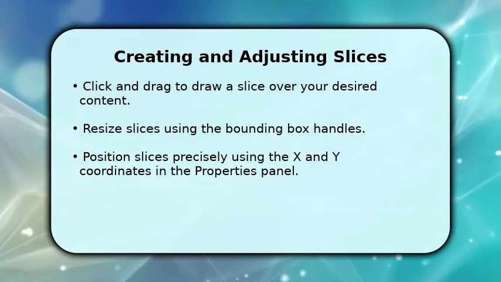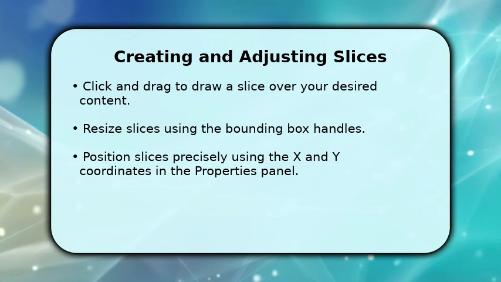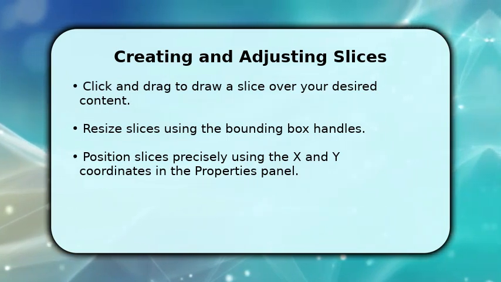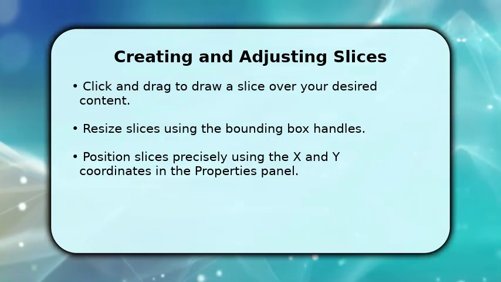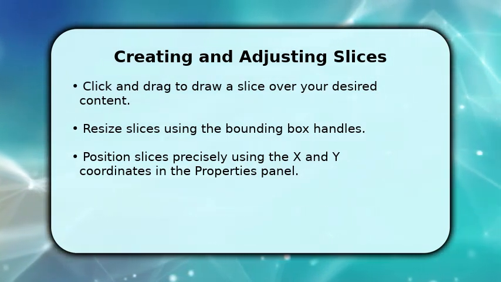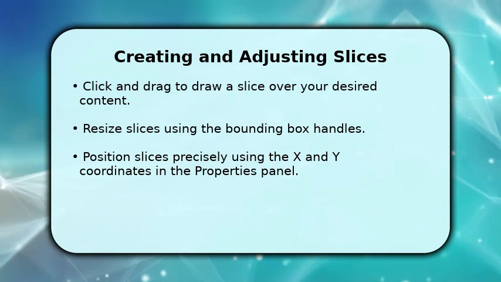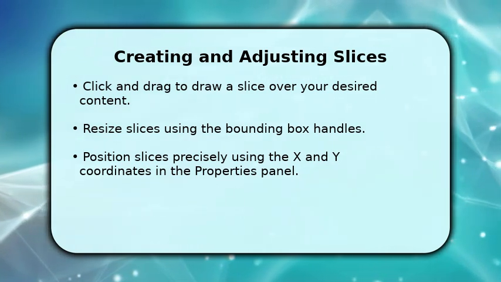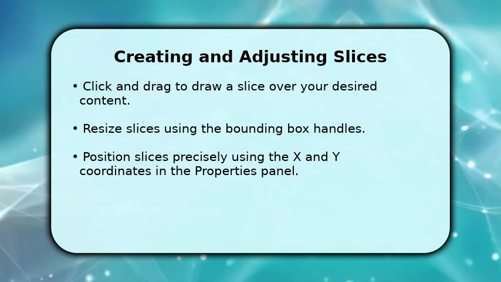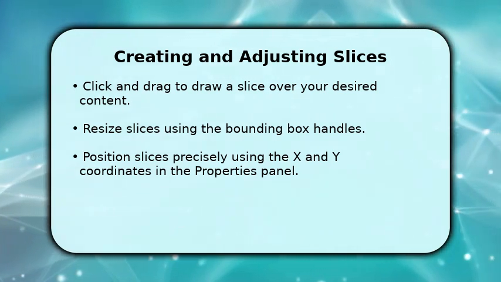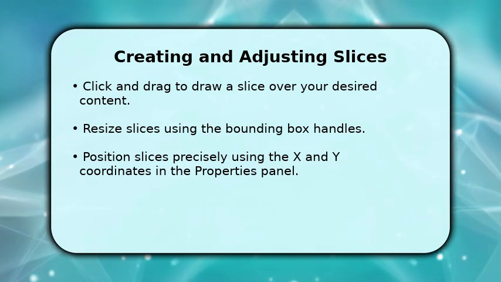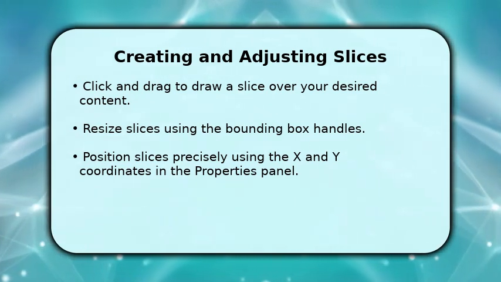Once you've selected the Slice tool, click and drag your mouse across the canvas to define the area you wish to export. You'll see a new slice layer appear in your Layers panel. You can easily adjust its size by dragging the blue handles on its bounding box. For precise control, use the X, Y, width, and height input fields in the right-hand Properties panel.